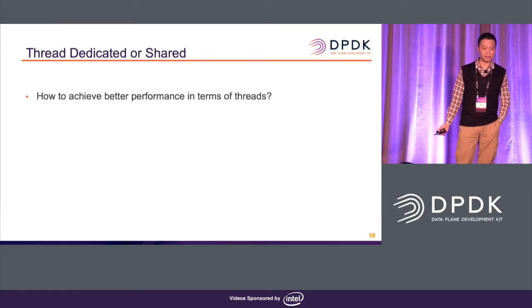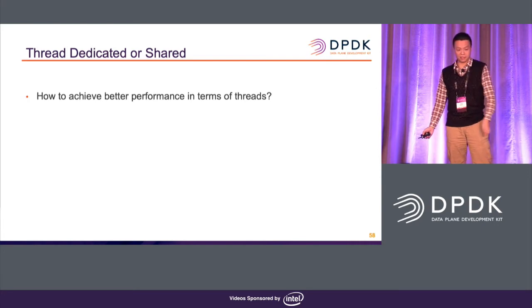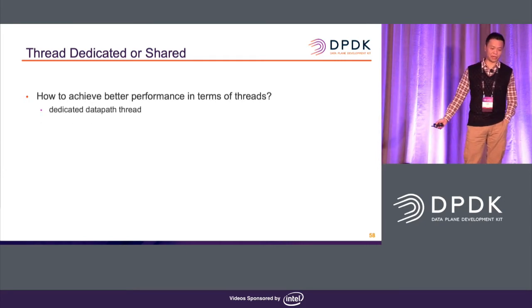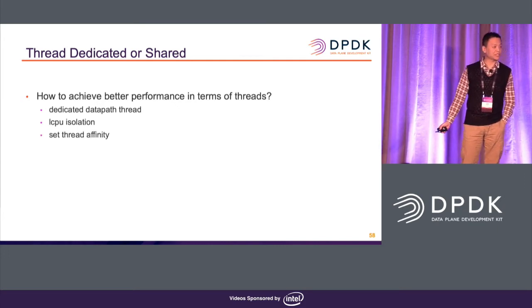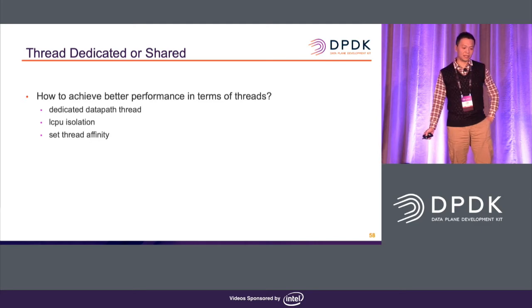Well, as we all know, DPDK is greedy. How to achieve better performance just in terms of threads? We can use dedicated data path threads. We can use lcore isolation. And we can set thread affinity.